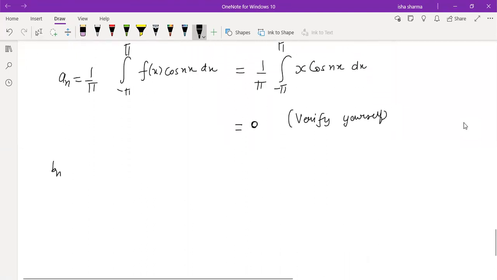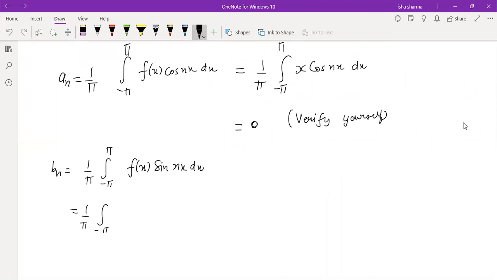Yeah, so we are left with bₙ. Let me complete that. bₙ is 1/π ∫ from -π to π f(x) sin(nx) dx. f(x) is x, because now I'm using, see, f(x) = x, because you see the domain of my integral, I am integrating within the interval -π to π, so there I know f(x) = x, so I can use that.